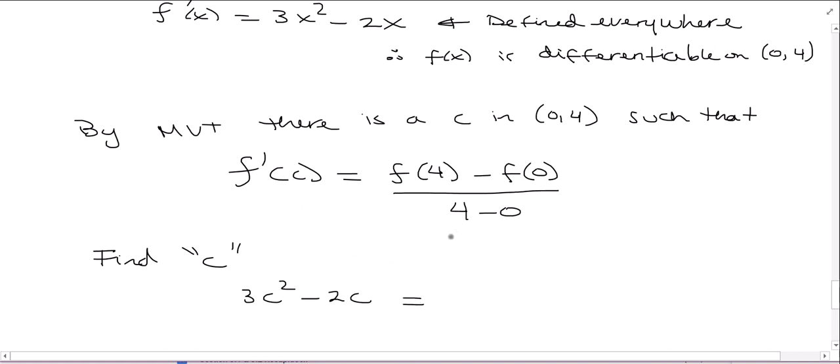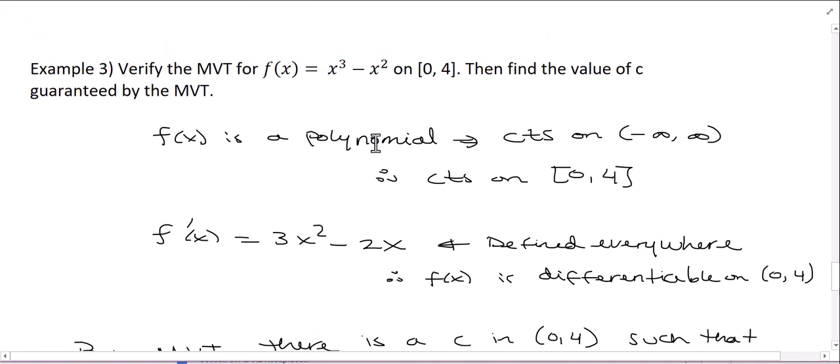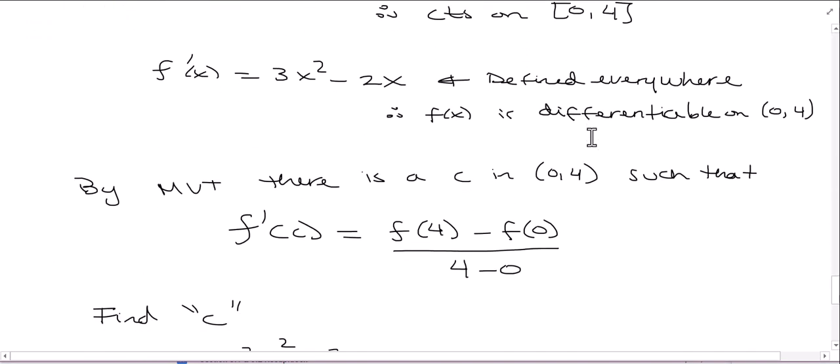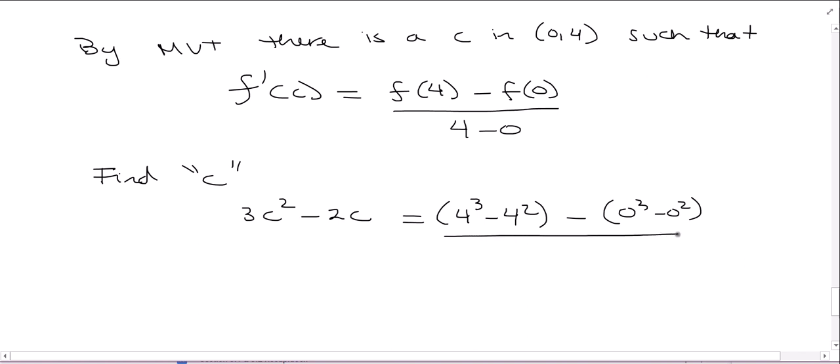So let's find the value of f of 4. So plug it into where? This is f of 4, not f prime of 4. So I'm going to go back to the original function, x cubed minus x squared, and plug in 4 there. And so what do we get when we do 4 cubed minus 4 squared? So that's going to be 4 cubed minus 4 squared minus f of 0, which is 0 cubed minus 0 squared, over 4. And so do that out.